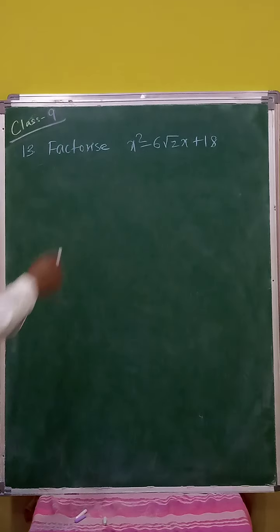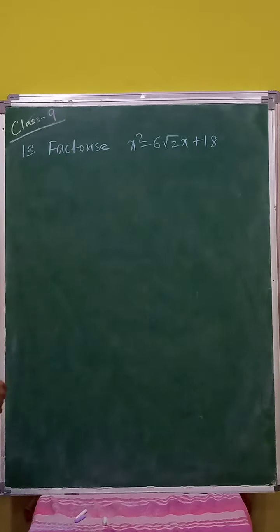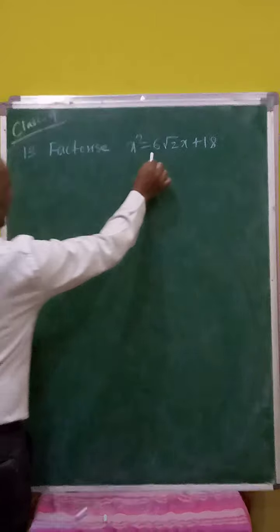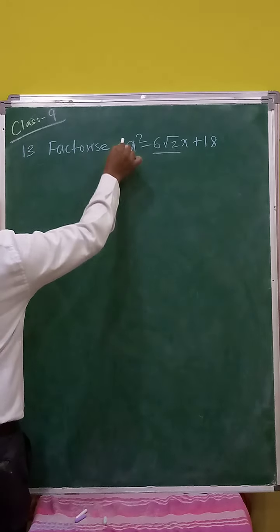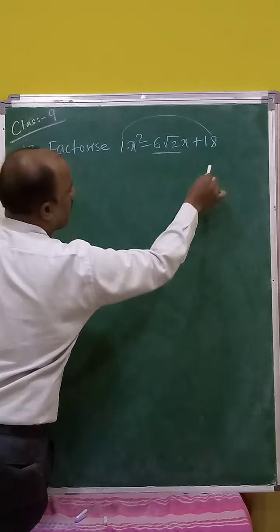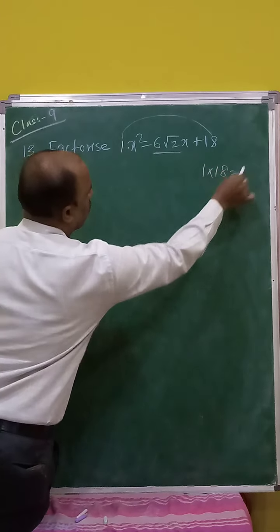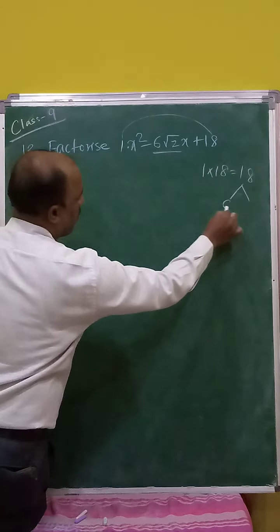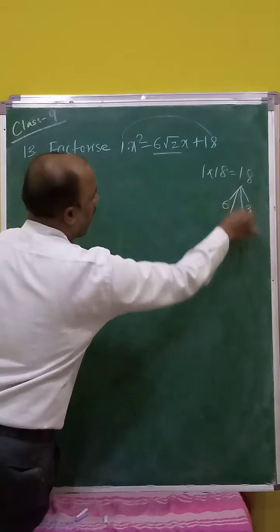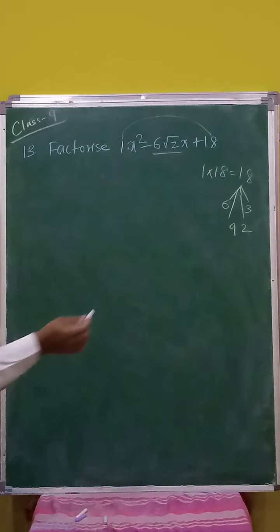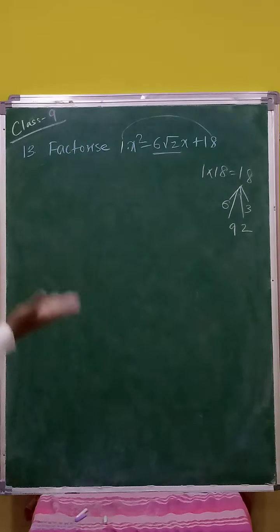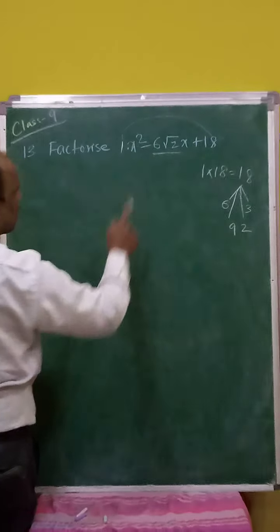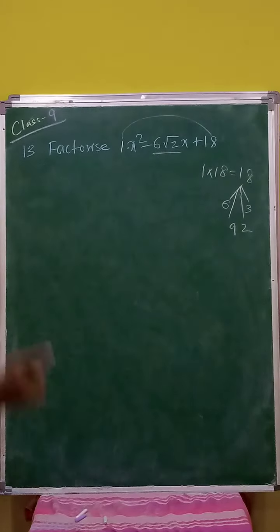Now factorize x square minus 6 root 2x plus 18. Factorization, how to do? I think splitting the middle term. Here x square coefficient is 1, 1 into 18 is 18. We have to write the factors of 18. What are the factors of 18? We know 6 into 3, 9 into 2, and 18 ones are 18 also possible. But 6 plus 3 is 9, 9 plus 2 is 11, both are not possible. But in the middle term, one is rational, one is irrational. Using that we have to write.